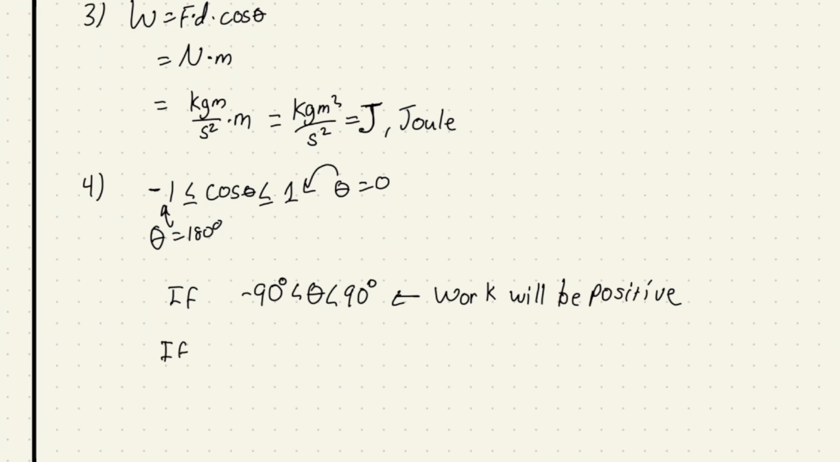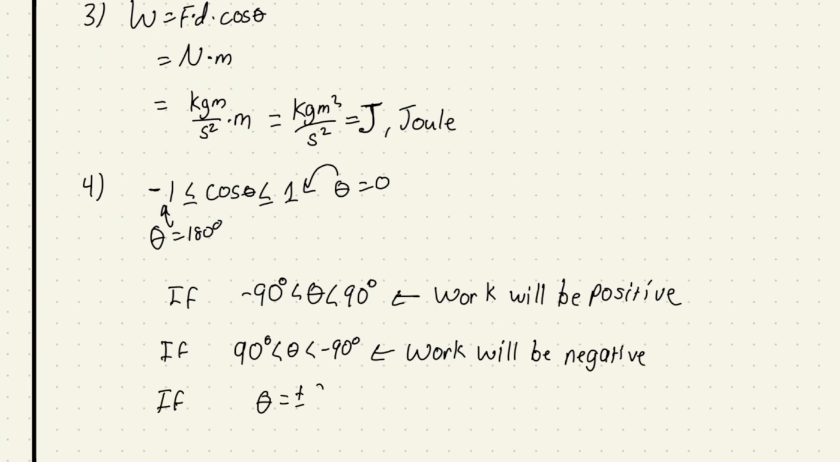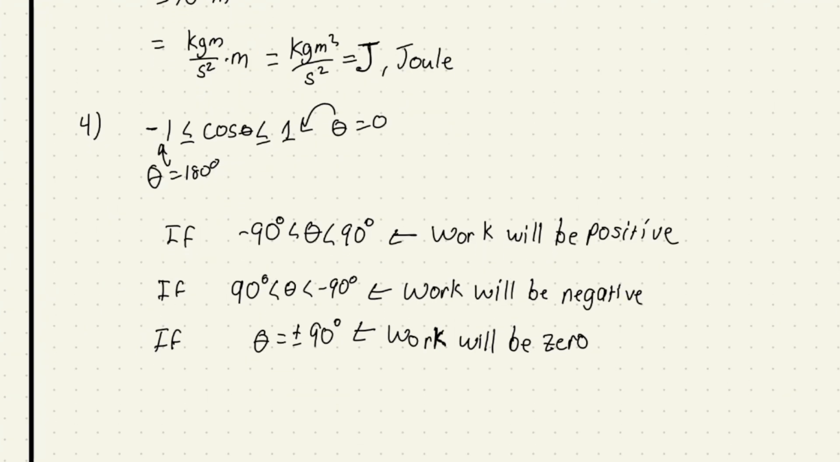If our angle is between positive 90 degrees but less than negative 90 degrees, then our work will be negative. And finally, if the angle theta is equal to plus or minus 90 degrees, then work is 0. That's where we have all of our force that is perpendicular to the displacement, and so none of that force can do work because none of it is parallel to the displacement. The work will be 0 if plus or minus 90 degrees.